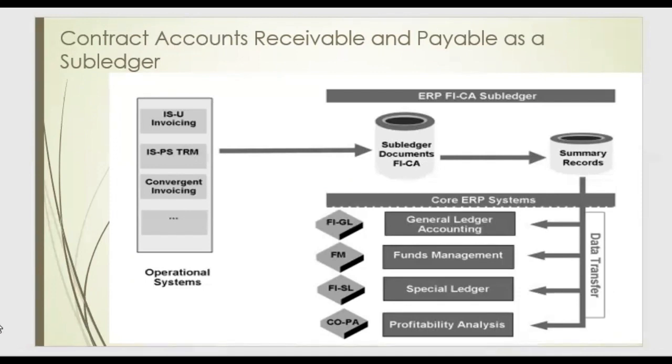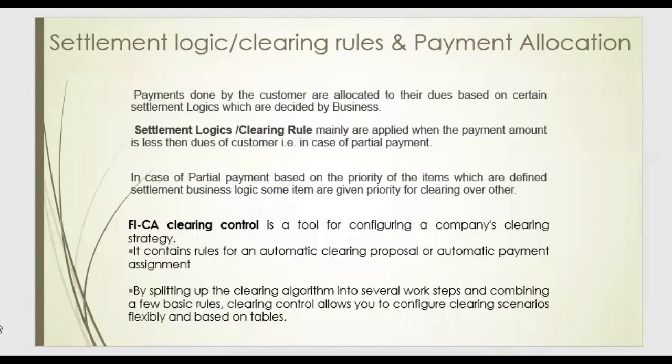Now the point is how it gets cleared. Are there any rules? Is there any logic behind that? Yes, there are settlement logics. When we are clearing against the open items, that process is called the settlement process. And there are certain rules for the settlement process. We call them clearing rules. In some cases, we provide priorities for which open item needs to be cleared first. That we call payment allocations or prioritization.